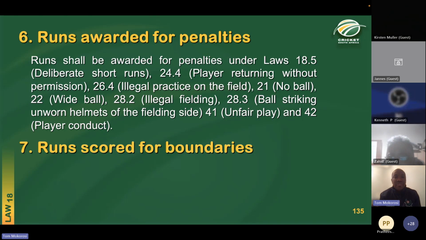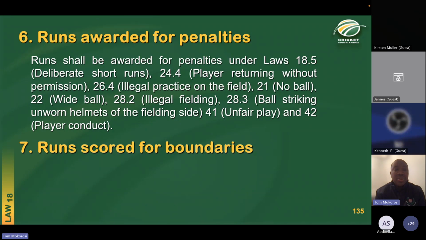Illegal practice on the field we will deal with next week. It can also attract 5 penalty runs to the batting side, or if the batting side is practicing illegally on the field, then they would be awarded to the fielding side. A no ball, we all know, is a 1-run penalty to the batting side. A wide, Abdullah will take us through those 2 laws later this evening, is also a 1-run penalty. Illegal fielding, we will cover next week.